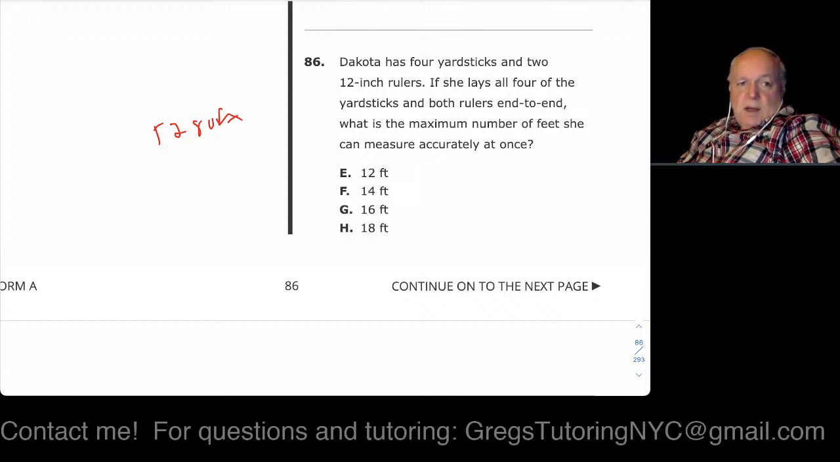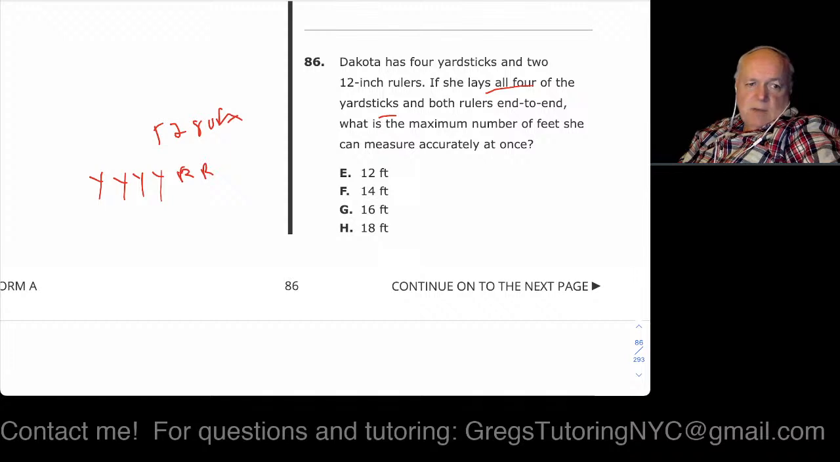So Dakota has 4 yardsticks and 2 12-inch rulers. If she lays all 4 of the yardsticks out, end to end, right? So we can use this left-hand space for that. She lays the yardsticks out, so I'm going to put yard, yard, yard, yard, right? She lays 4 of the yardsticks out, and both rulers. So we have ruler, ruler. What is the max number of feet she can measure accurately at once?